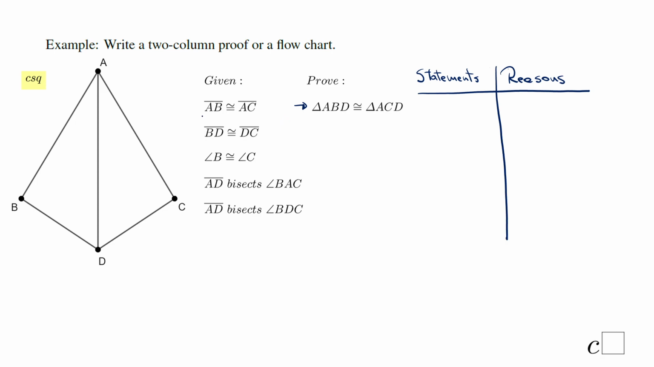So I'm going to start with the first one, right? AB congruent to AC. And you notice that is given to us. Then BD congruent to DC, that is the second part. Again, it's given to us. BD congruent to DC.